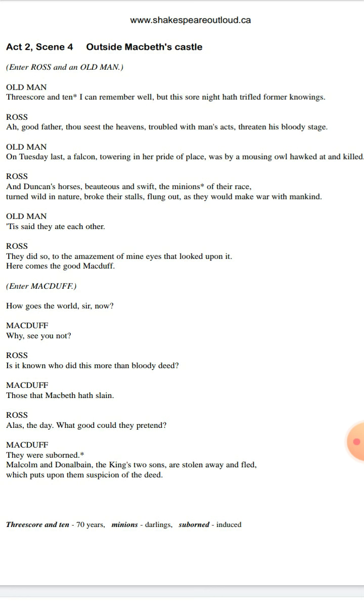So the old man says that three score and ten I can remember well means my age is almost 70 years, and I can very well remember within the volume of which time I have seen hours dreadful and things strange. So, in my experience, I have seen dreadful times and odd incidents, but this sore night has trifled former knowings. He says that this sore night means dreadful night surpasses all my previous experiences. So, in this way, the old man says that the last night was very dreadful and he hasn't seen such kind of dread night all through his life.